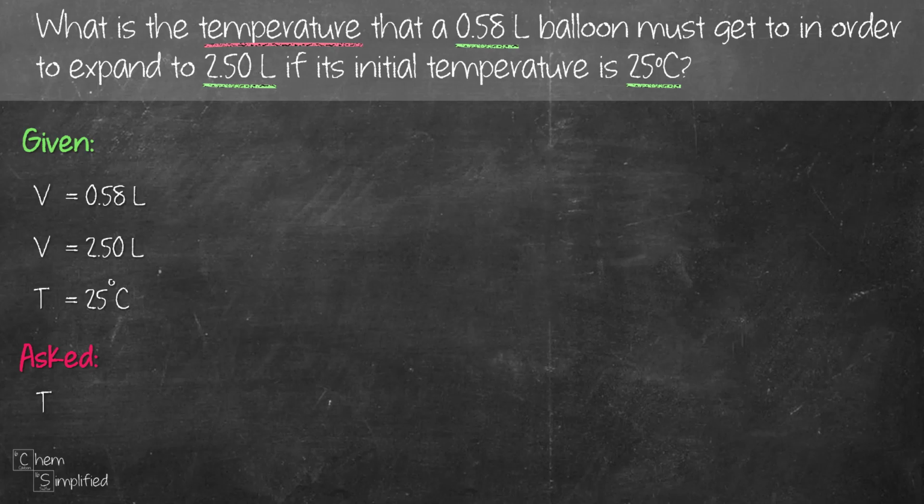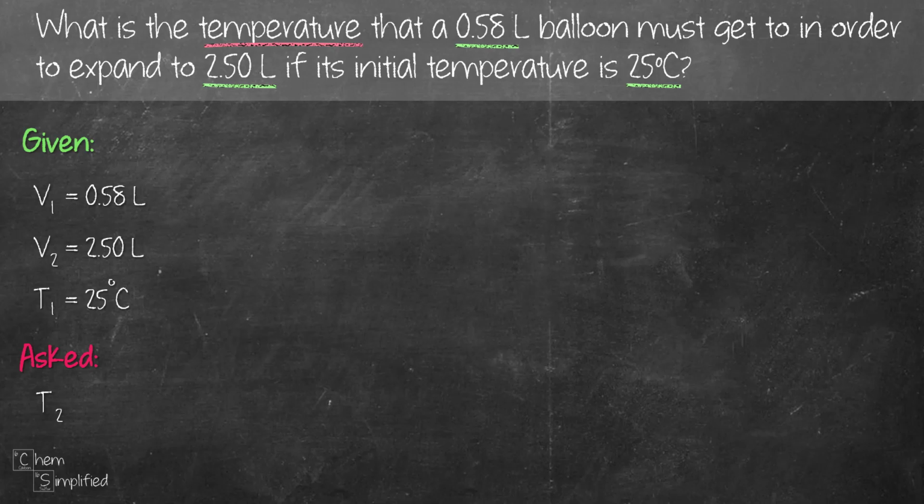Now let's read through the question once again to figure out which one is V1, V2, T1, T2. So it's asking us for the temperature that a 0.58 liter balloon must get in order to expand to 2.5 liter. So that expand tells us that 2.5 liter is the new volume, which is V2. So 0.58 liter is going to be V1. And then after that, it tells us that the initial temperature is 25 degrees Celsius. So that means T1 is 25 degrees Celsius, which means the temperature that we need to find is T2. That's how we tag the information that we have.